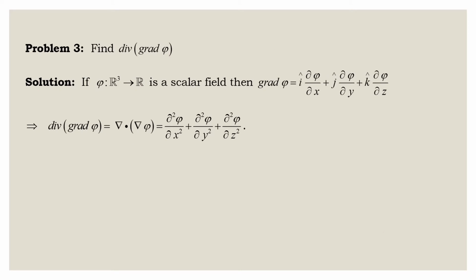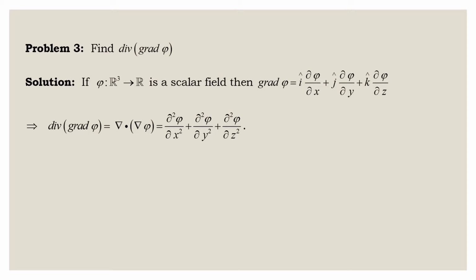This is a very simple problem. In problem 3, the given function is phi from R3 to R. So it's a scalar field. We want to find out the divergence of grad phi. That means we have to first find out grad phi, and then we need to compute the divergence of the gradient of phi.